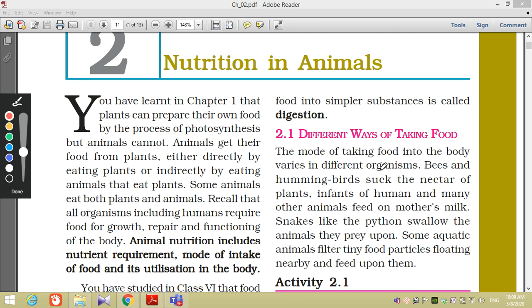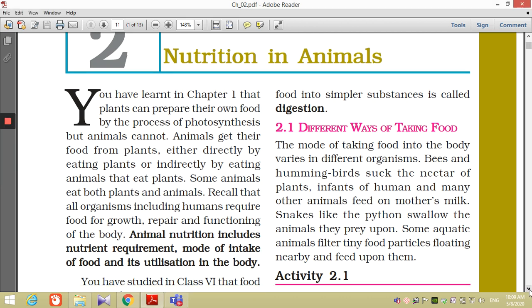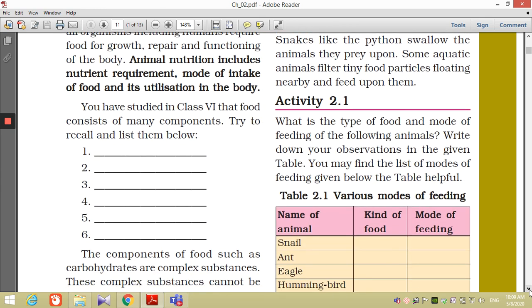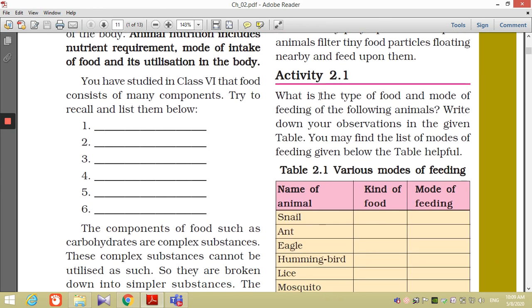You can look around your surroundings at home and find out the different ways in which animals take their food. There's an activity which I hope you will be able to do on your own, and the activity goes like this. What is the type of food and mode of feeding of the following animals? You have to say what is the type of food and the mode of feeding of the following animals.